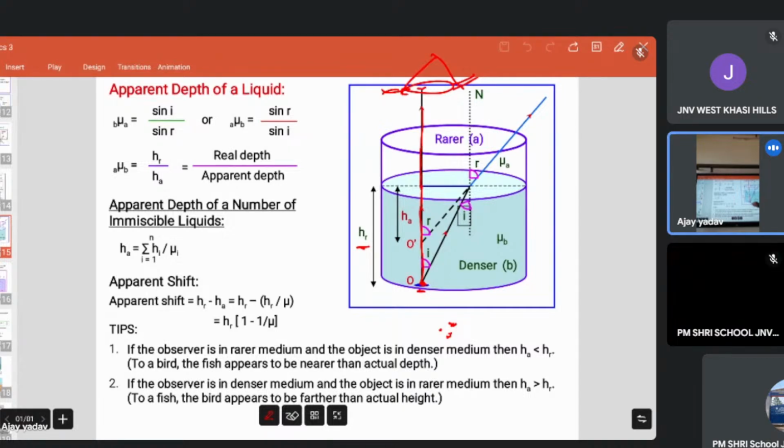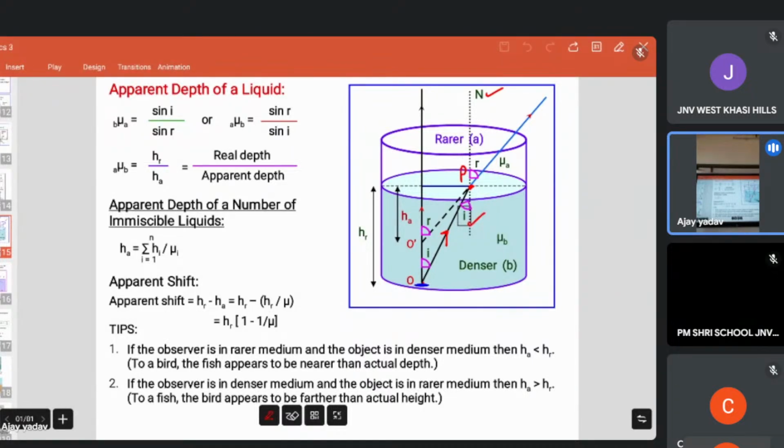But if the ray is incident at this point, consider this point is P, so this is oblique incidence. If it is oblique incidence, then we draw a normal. This dotted line N is the normal. So this is the incident ray OP, and the angle between the incident ray OP and the normal is called the angle of incidence. This is denoted by I.